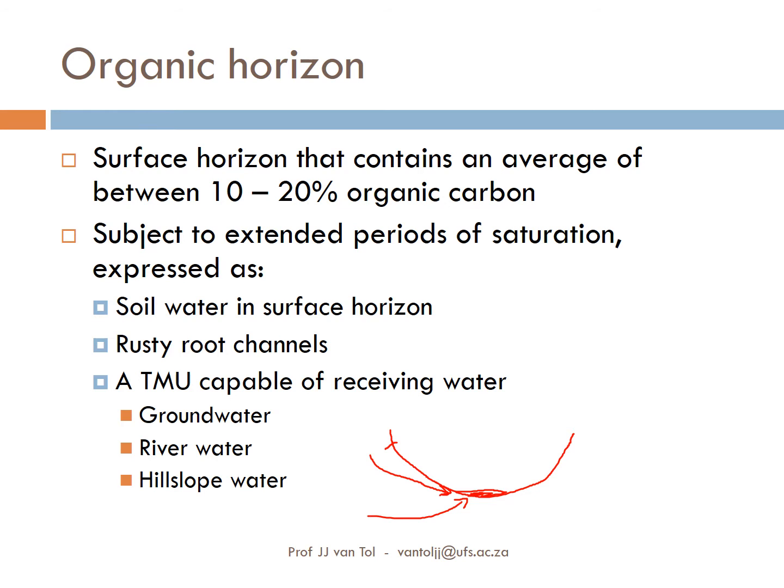Okay, so you're not going to find this in Bloem, typically not going to find it west of Bloem. You find these type of horizons, organic and peat horizon, in wetter areas, but also in wet landscape positions.